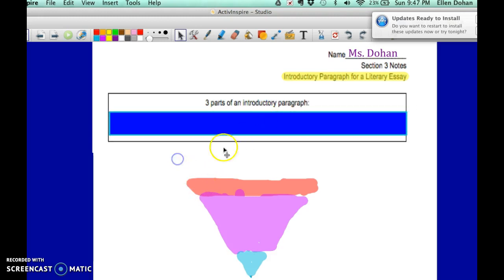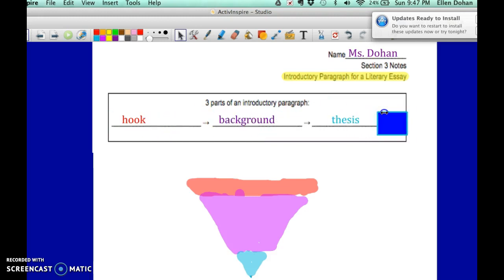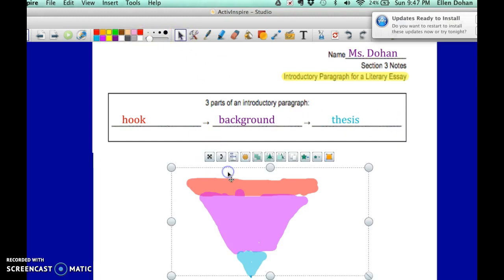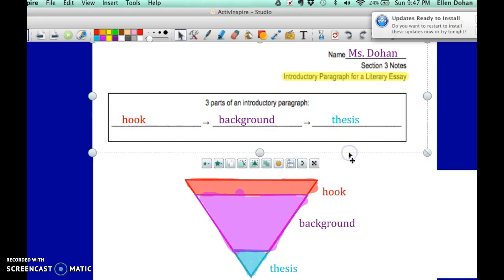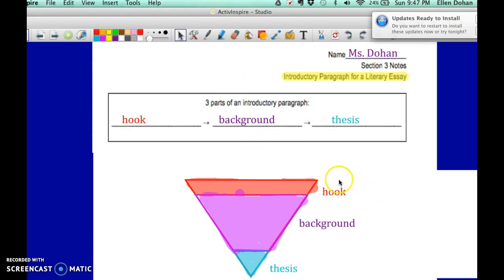So even though we're doing an intro paragraph for a literary essay, we're going to still have the same parts. And the three parts of an intro paragraph are the following: hook, background, and thesis. You might remember this, but when we talked about intro paragraphs in the first trimester, we visualized them as an upside down triangle, because the purpose of the intro paragraph is to move us from more of a broad base to the most specific ideas.